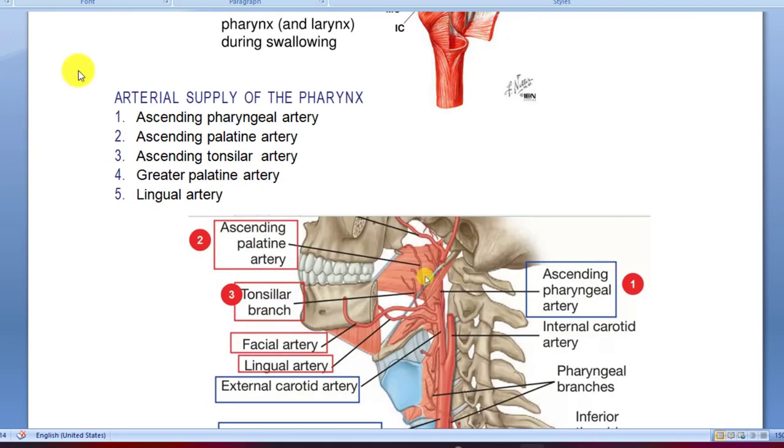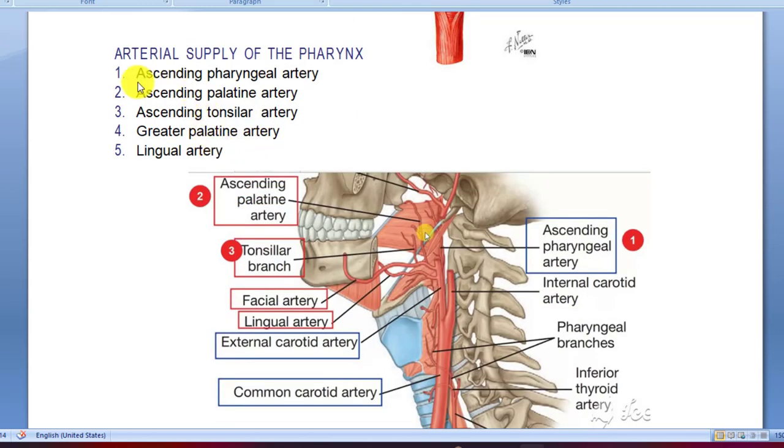Then what about the arterial supply of the pharynx, right? The pharynx gets its arterial supply from 5 different arteries. It's taking its arterial supply from the ascending pharyngeal artery, right? Here is the ascending pharyngeal artery. Then there is the ascending palatine artery, right? Then there is the ascending tonsillar artery. This one you can see, ascending tonsillar artery, ascending palatine and ascending pharyngeal artery.